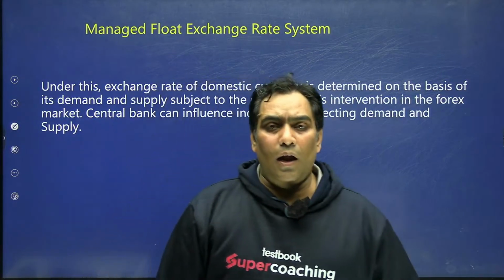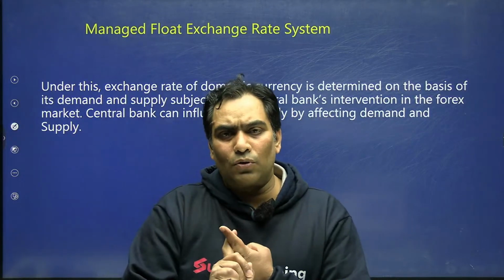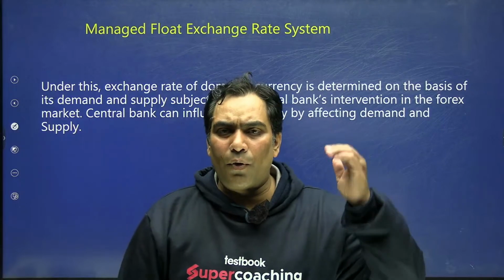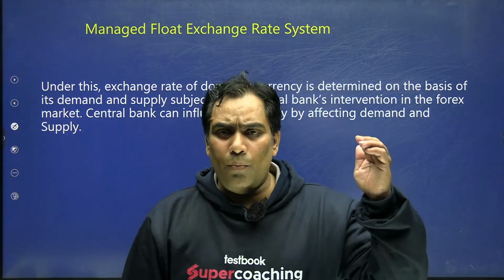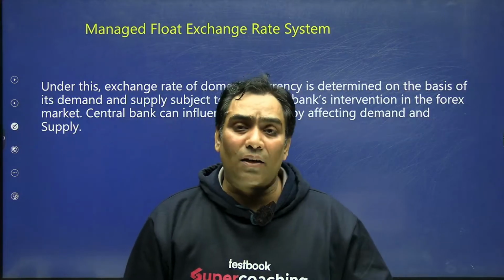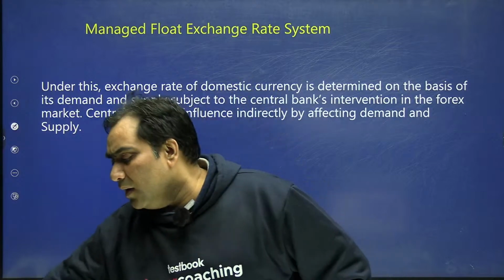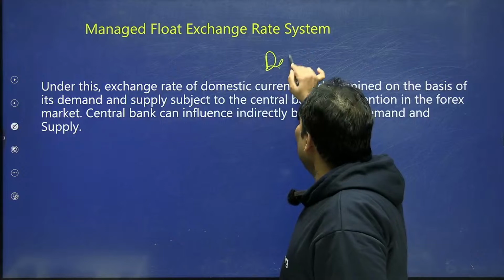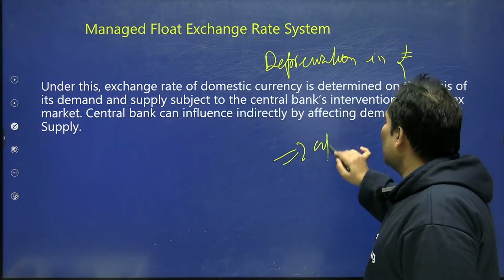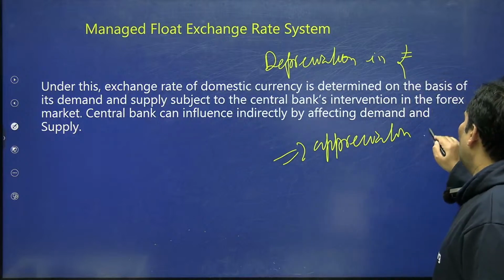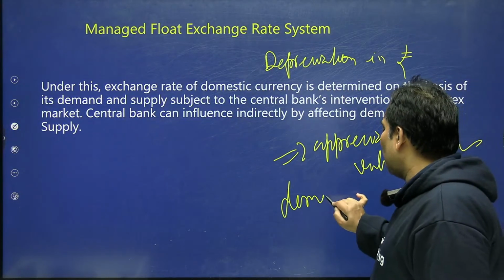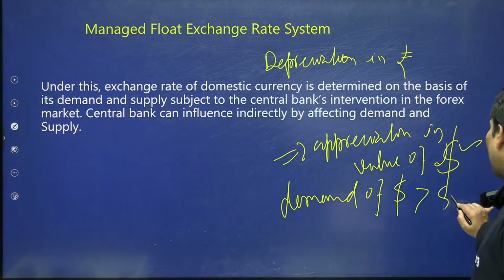I am going to repeat once again. Under the managed float system, the value is determined by the market forces only, but if there is too much fluctuation, that means the value of domestic currency is going to appreciate too much or depreciate too much, then RBI will intervene. Not directly, but indirectly. How will RBI intervene? If there is depreciation in the value of the rupee, what does it mean? It is appreciation in the value of the dollar. So why appreciation in the value of the dollar? Because demand of dollar is more than supply of dollar.